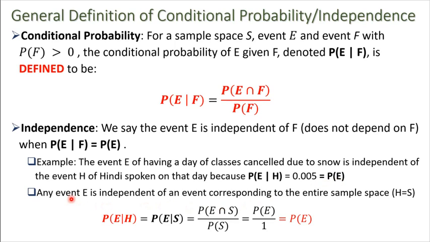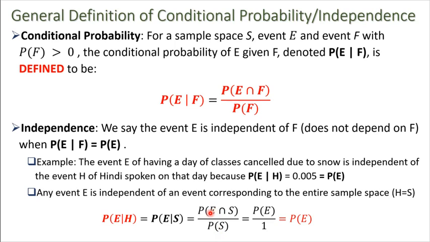And in general, any event E is going to be independent of the event corresponding to the entire sample space S, right? So again, here we had H was equal to S, so the probability of E given H was equal to the probability of E given S. And anytime you have the probability of E given S, it's just going to be by this definition over here, right, where F is S. It's just going to be the probability of E intersect S over the probability of S.